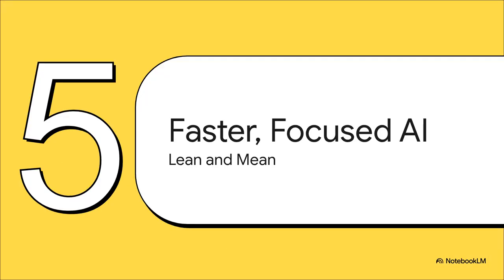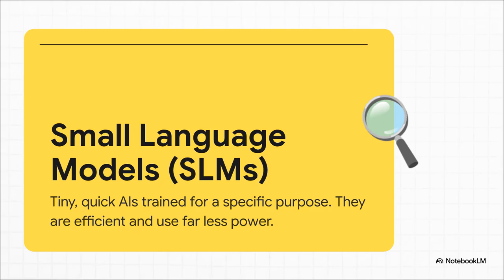Okay, for our final section, let's get practical. Those huge AI models are incredible, but they're also really expensive and slow to run. So how are engineers making AI leaner, faster, and more accessible for everyday businesses and tasks? Well, a big part of the answer is small language models, or SLMs. These models are not trying to know everything. Instead, they are tiny, super fast AIs trained to be experts at just one specific job, like handling customer service chats for one company. They use way less power, they're cheaper to run, and they can be incredibly good at the one thing they're designed to do.